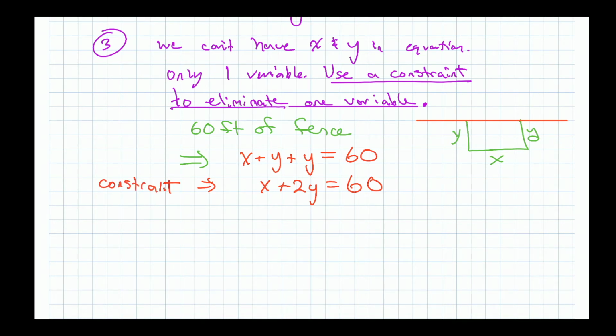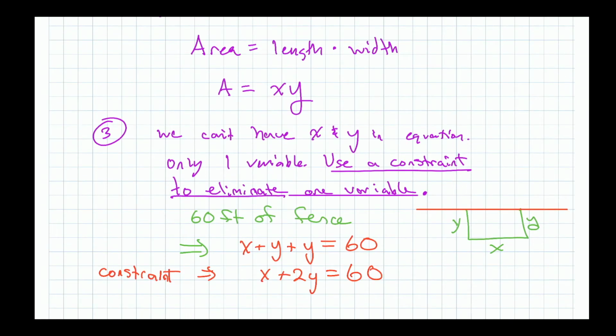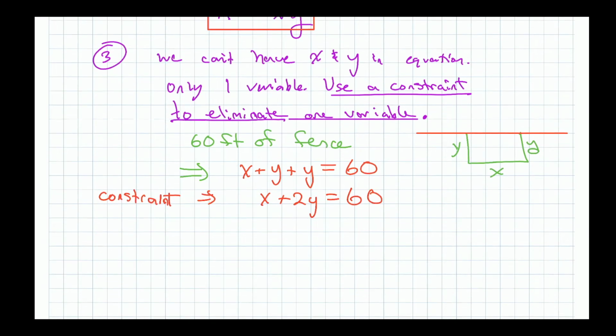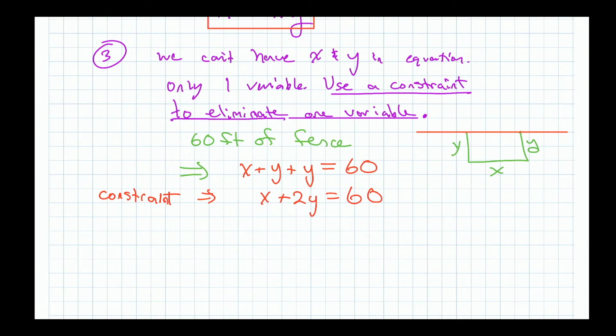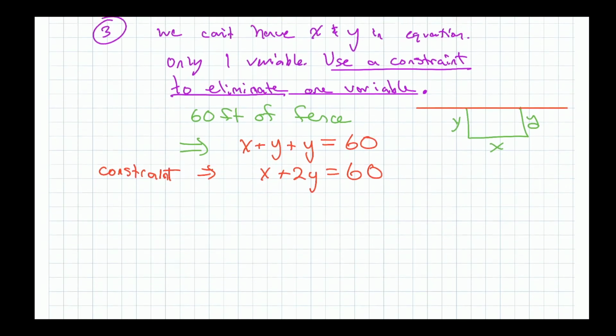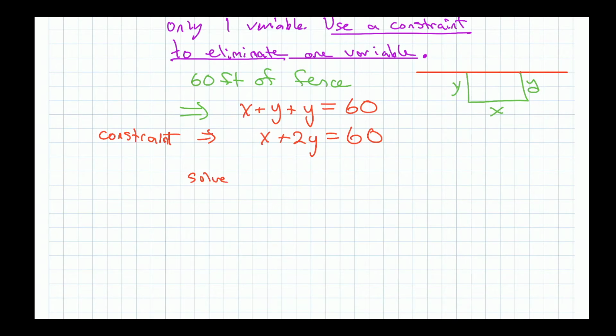Okay, that's the constraint. How are you going to get it into your equation for area? Well, all you do is solve for X or for Y and plug it into the area equation. It doesn't matter which. After you do that, plug the result into your area equation, and that will eliminate a variable, right?